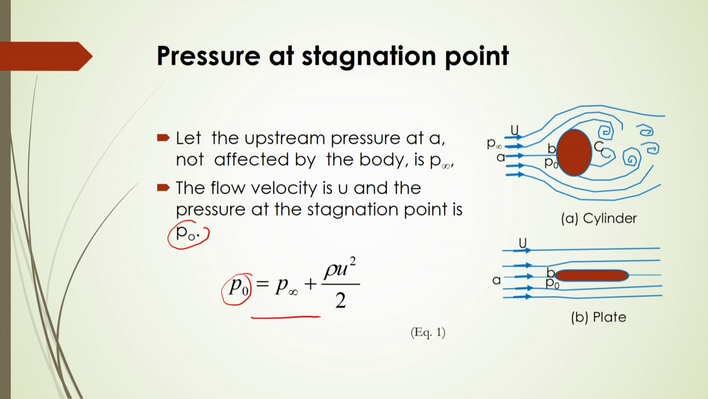So, at the stagnation point, the pressure will be the free stream pressure, that is called P infinity, plus the kinetic energy at that point. So, it will be equal to rho u square by 2. So, we can get this stagnation pressure by this equation 1.